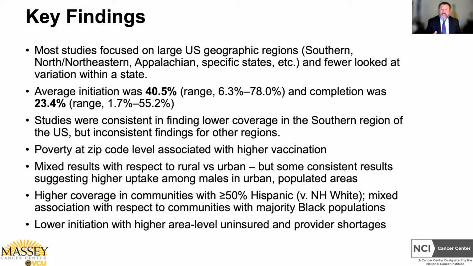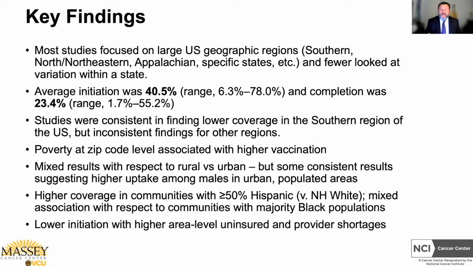Some of the studies that looked at regions of the US were consistent in finding lower coverage in the southern region of the US, but there were inconsistencies with respect to other regions, such as the West or the Northeast. Studies that looked at poverty at the zip code level did find that poverty was associated with higher vaccination rates.